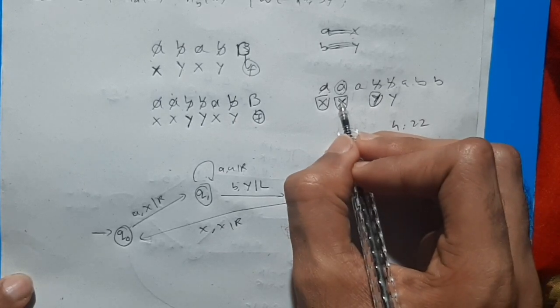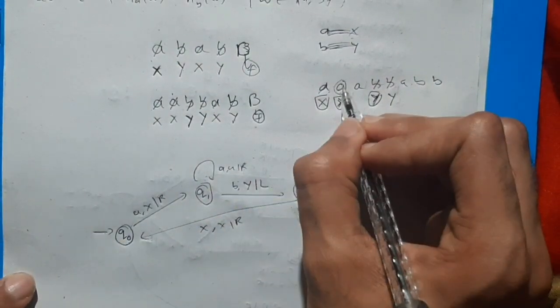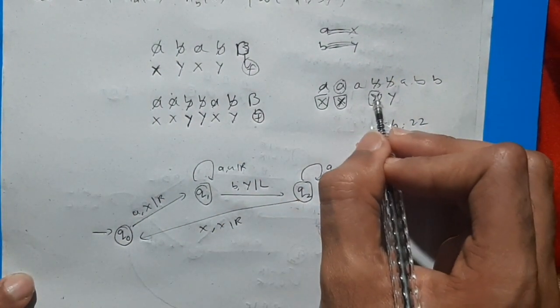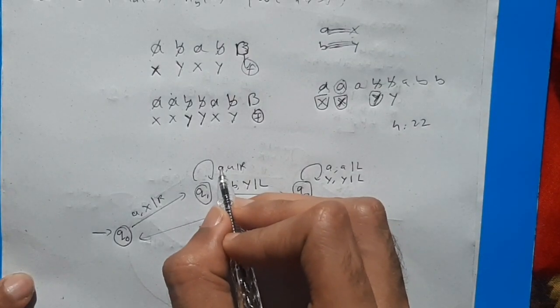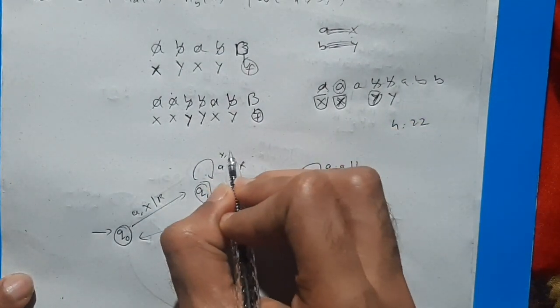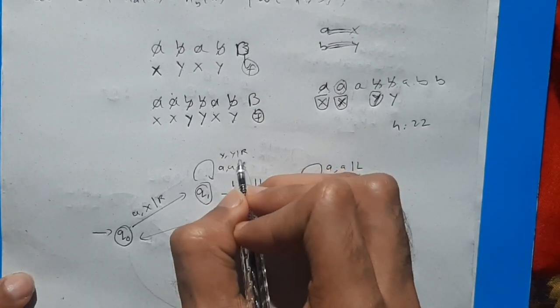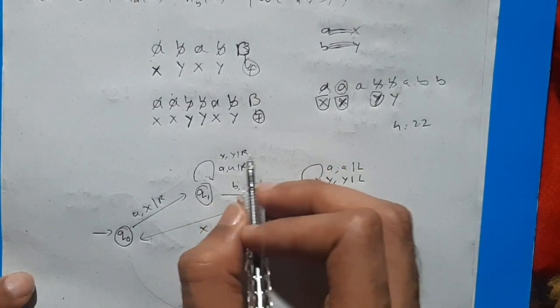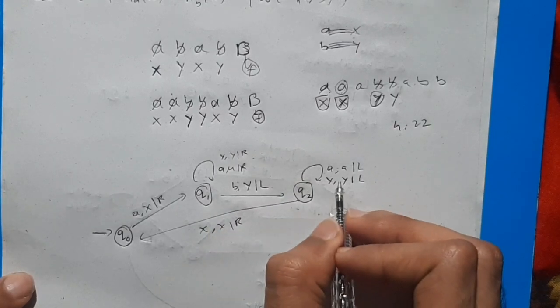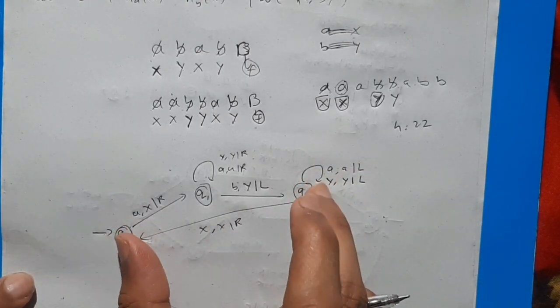After marking x from q naught, this is the q naught state. After marking x, I was going here. At that time I encountered b. So along with ignoring n number of a's, I have to ignore n number of y's also. So here I'll have y. After writing y, I'll be moving to the left here, and this y will be ignored. This is for the a transition.